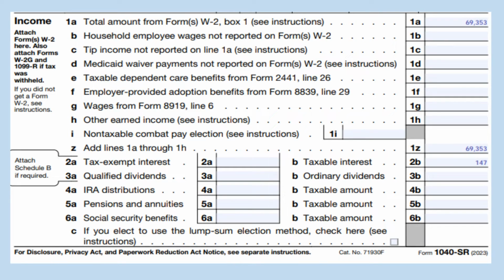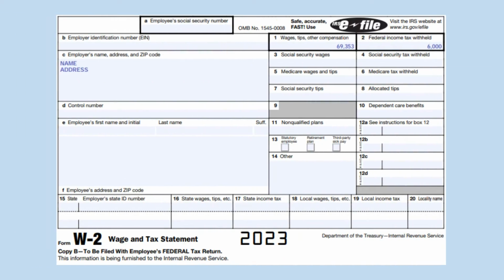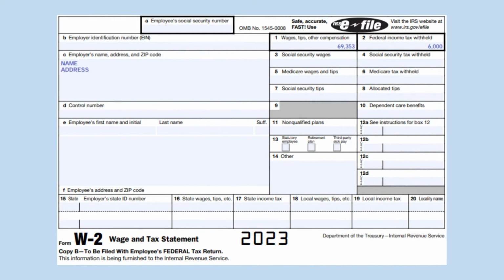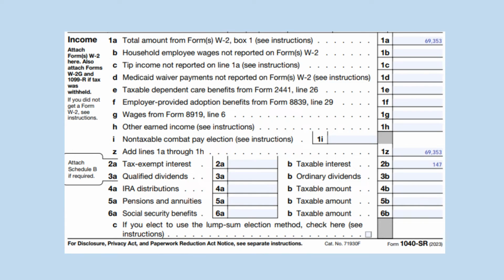On line 1, put your wages. You can find this information in box 1 of your Form W-2. In our example, it is $69,353. Carry that down to line 1z.